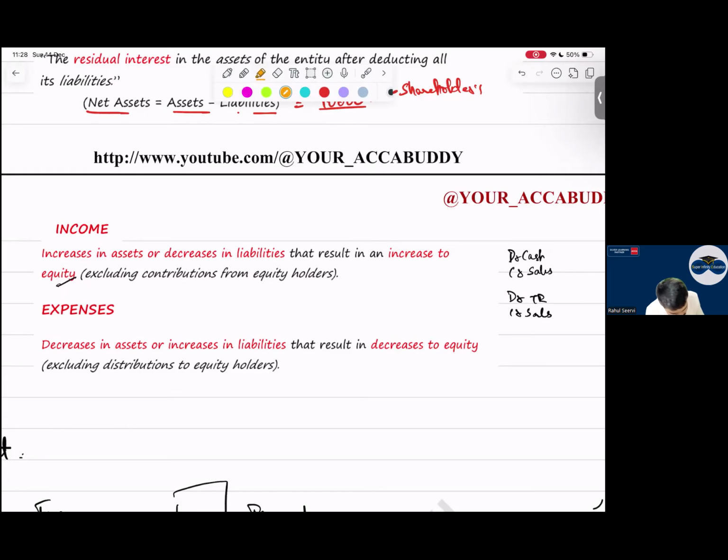Can you give me an example where your liability is decreasing and it is an income for you? A discount provided by supplier. Discount provided by supplier. Okay, then I say that if your liability is decreasing, it is an income for you.